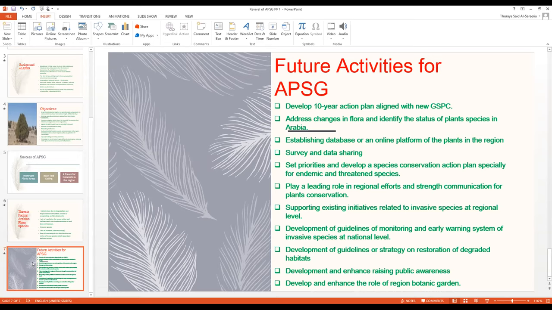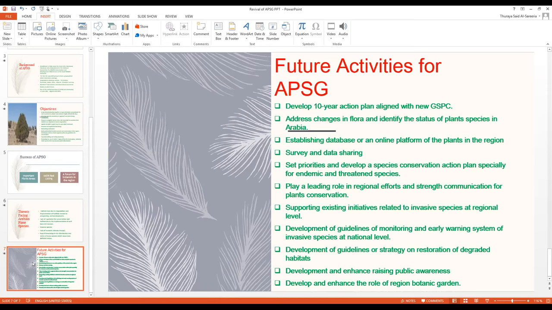and frameworks concerning plant conservation, address changes in the flora and identify the status of plant species in Arabia, establishing a database or online platform to gather all the research, all the information, all the data on the plants in the region. To have more work on surveying and data sharing between all the concerned parties, set priorities and develop a species conservation action plan, especially when we are talking about the endemic and threatened species.